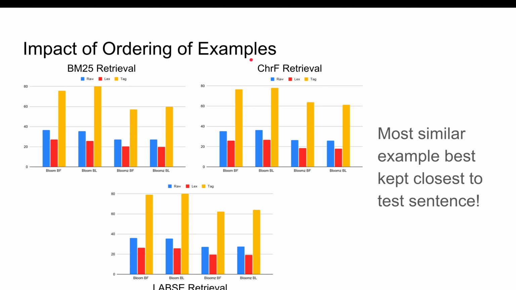So we compared the Bloom and BloomZ models for the three retrieval approaches for English to Japanese translation, and we observed that keeping the best retrieved example closest to the test set sentence being translated is always going to give better results as compared to keeping the best retrieved example at the beginning of the prompt. So therefore, we recommend to keep the most similar example, or the best retrieved example, closest to the test set sentence being translated.